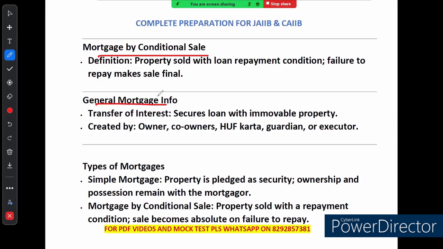Now, we have already covered what is simple mortgage. Simple mortgage means you pledge your property as a security for the loan. You keep both ownership and possession of the property. But if you can't repay the loan, the bank can sell it to recover the money. There is something called mortgage by conditional sale. So you sell your property with the condition that if you repay the loan, the sale is cancelled. But if you fail to repay, the sale becomes final. That is called mortgage by conditional sale.